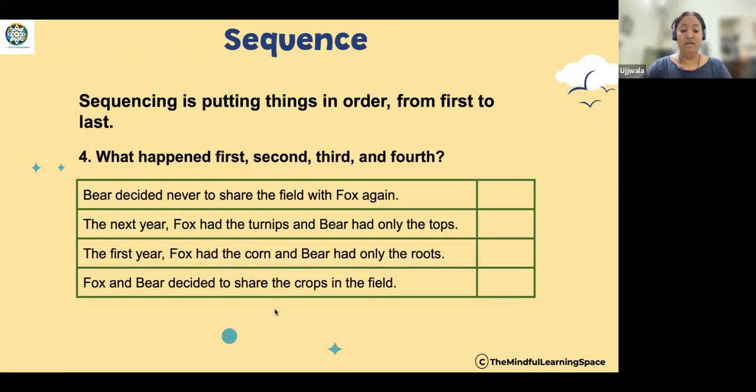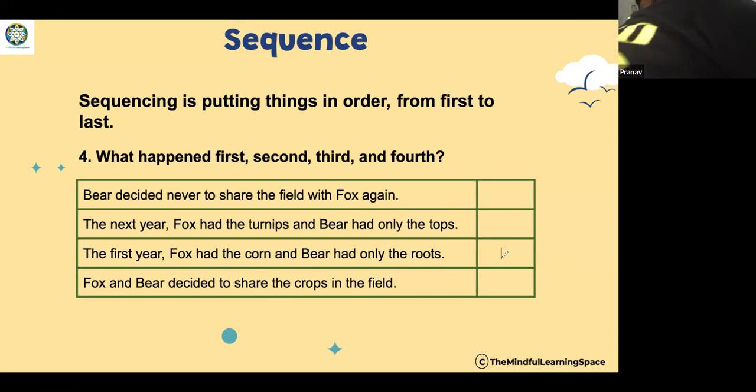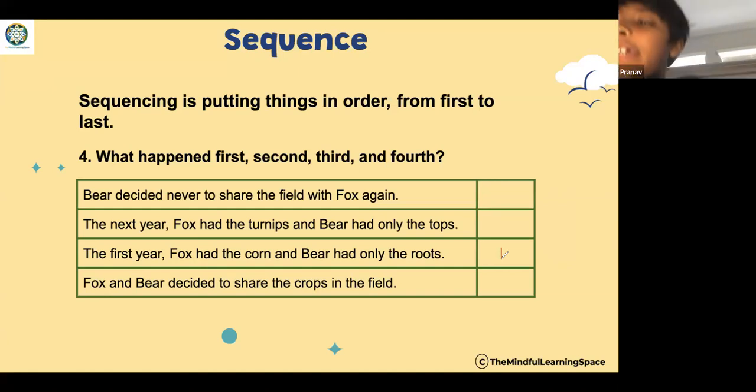Okay, so you guys are saying that the first year Fox had the corn and the Bear had the roots. That's the first. And then the second is the next year Fox had the turnip and the Bear had only the top. I think Fox and Bear decided to share the crops in the field before Bear decided never to share the field with Fox again, because it says again, meaning they already shared once. Oh. Good. So it's the next year Fox had the turnips and the Bear had only tops.